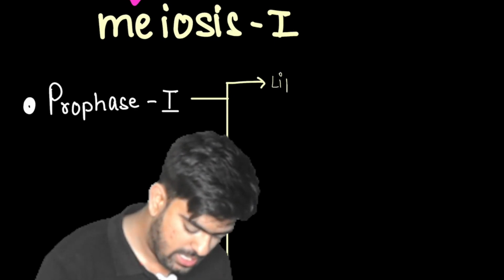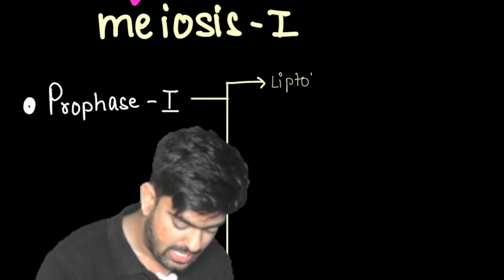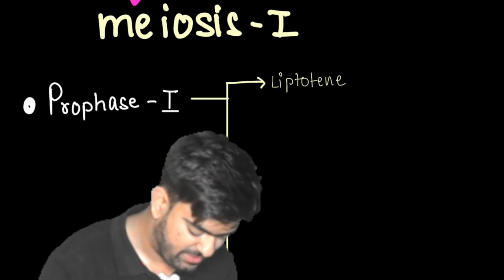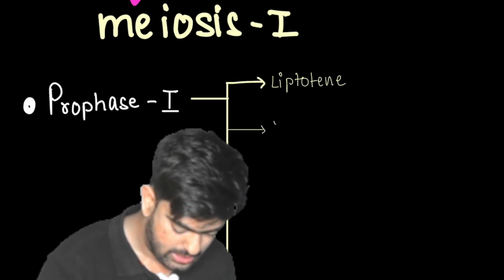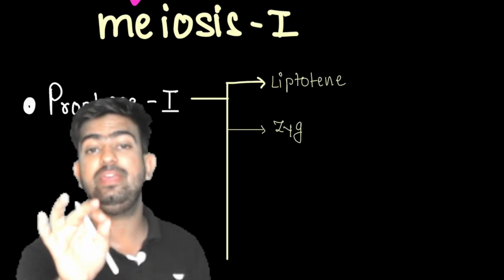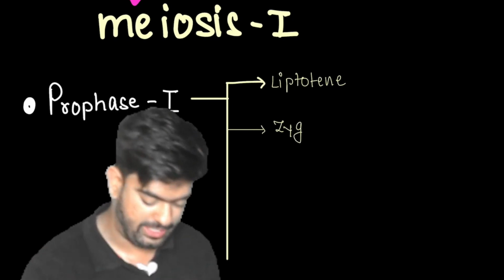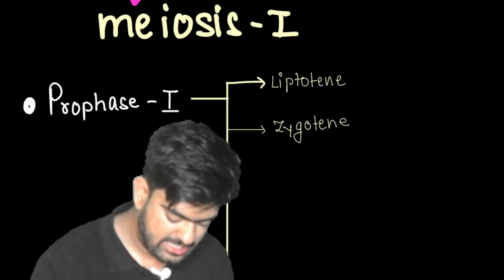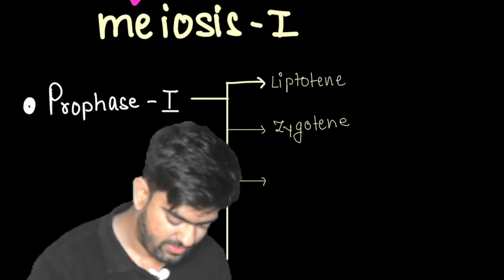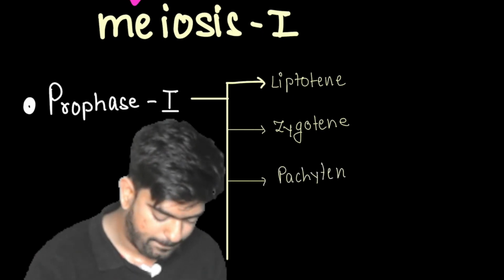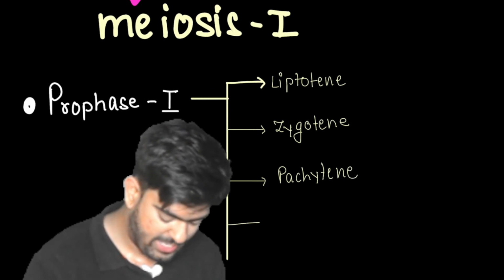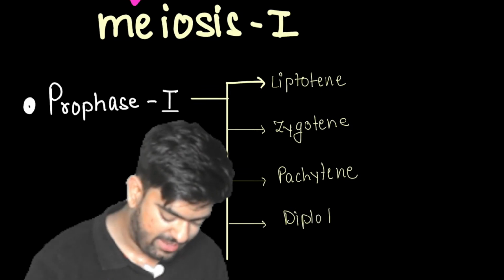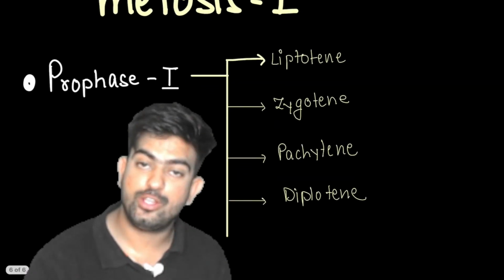Leptotene. And the second one we have is zygotene. Everything I'll make you remember in this class only, don't worry. Zygotene. Next we have pachytene. Next we have diplotene. And then we have diakinesis.